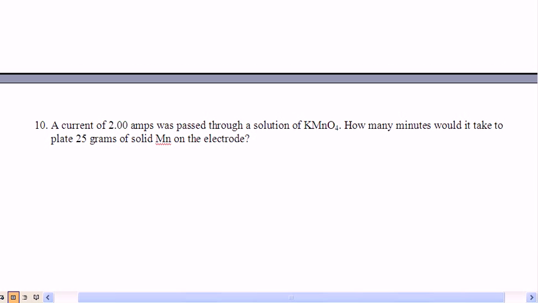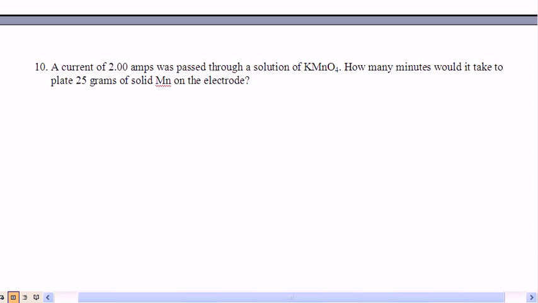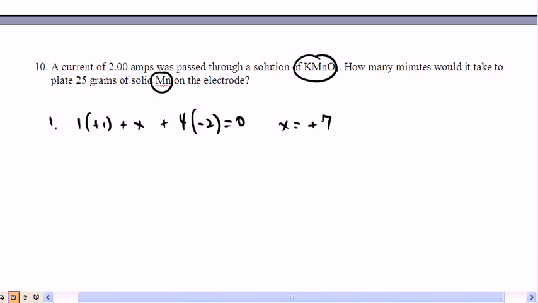Okay, 10. Notice I pulled away the scaffold here. So let's try and just do this problem anyway using the same structure. I'm dealing with Mn and KMnO4. So I know that I have 1 K. That's going to be plus 1 plus X plus 4 times minus 2 equals 0. That's going to make X plus 7. So our reduction half reaction is 7 electrons are going to be required to reduce Mn to 0.